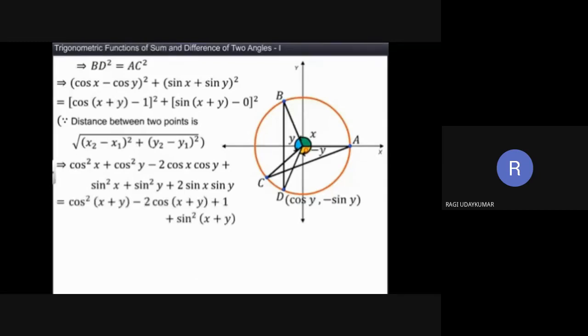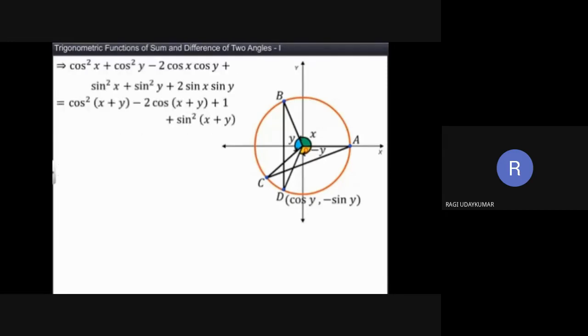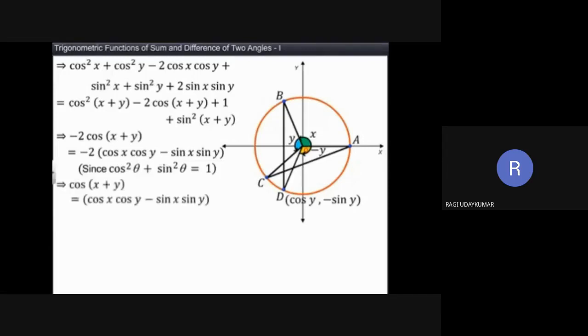Then the right side also the same way, cos square x plus y minus 2 cos x plus y plus 1 plus sin square x plus y. And here cos square x plus sin square x is equal to 1 and cos square y plus sin square y is equal to 1. So 1 plus 1 minus 2 cos x y. Yes, so directly here it is taken. That simplification is not given to you, but while explaining, I think you understood. And the minus 2 gets cancelled, meaning you are going to get cos x plus y is equal to cos x cos y minus sin x sin y. So this is a way to prove this.